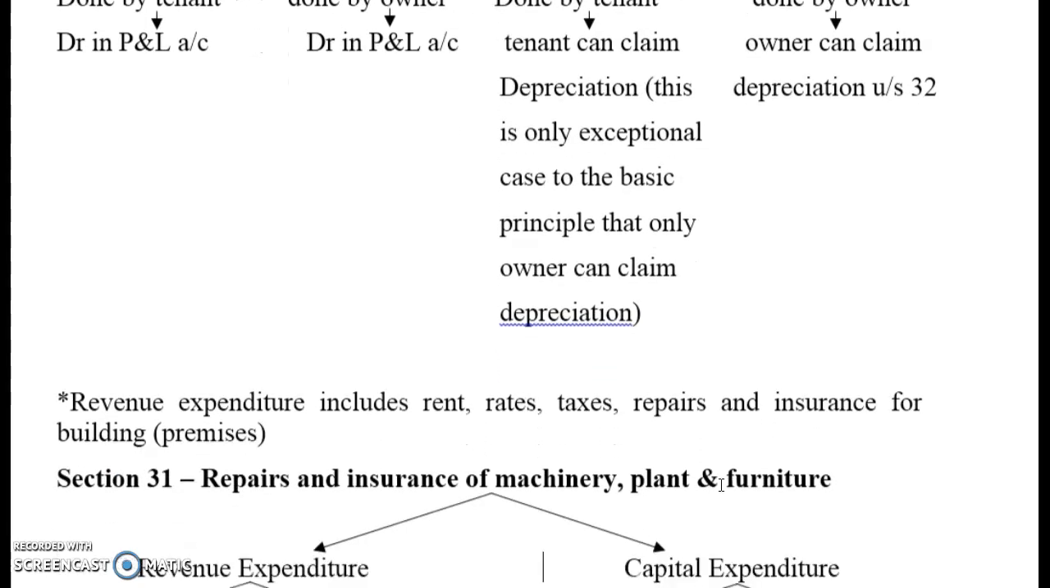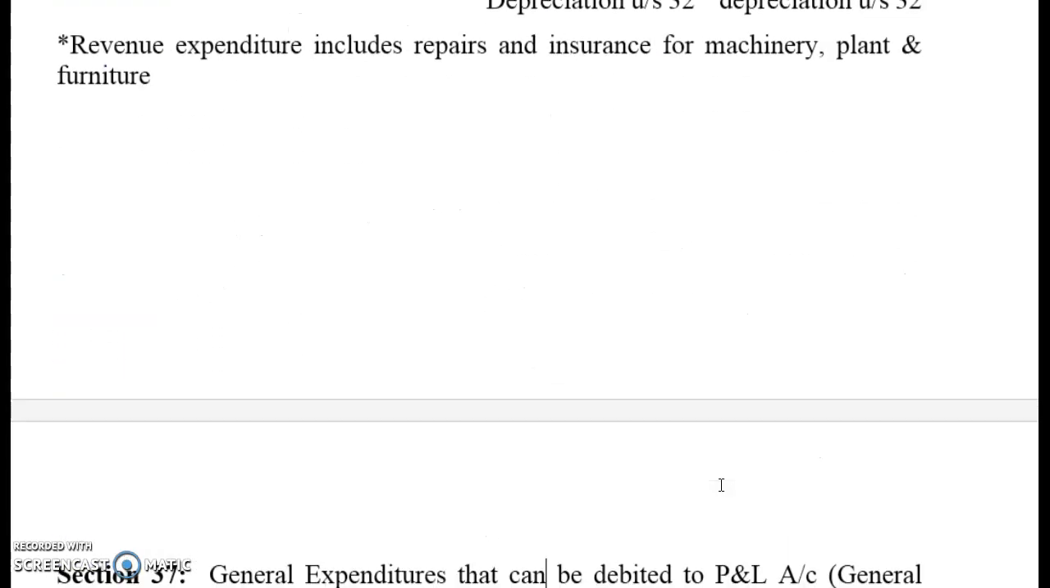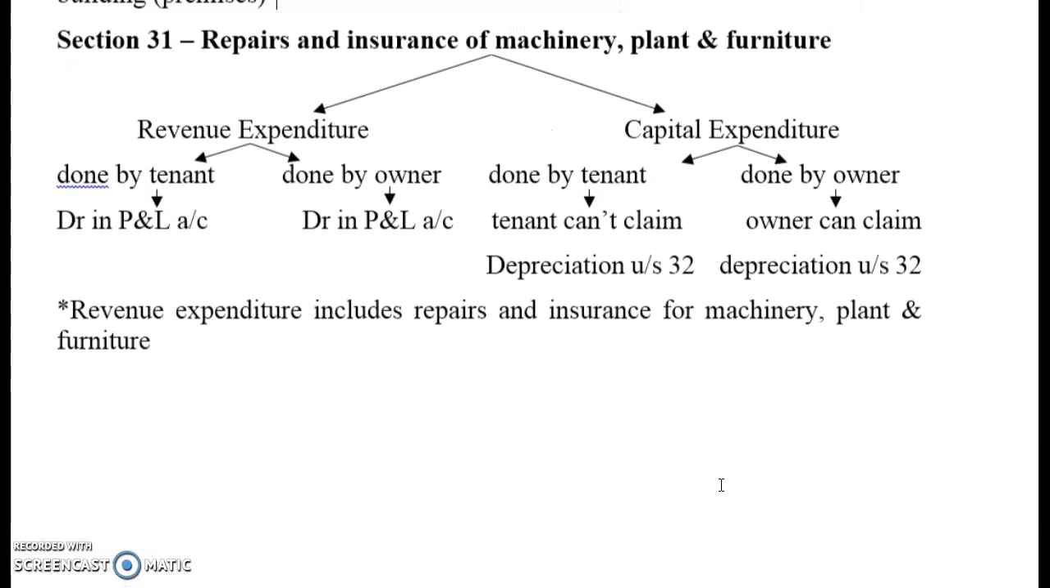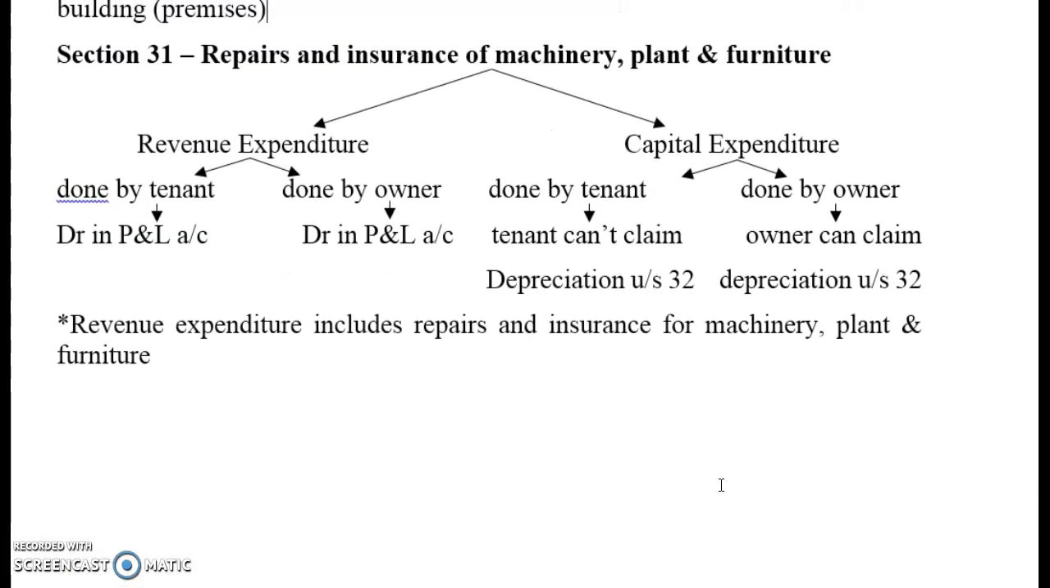Okay, then the next important section is section 31, which is regarding the repairs and insurance of machinery, plant and furniture. These are the assets, and if any kind of repair or insurance is taken for these assets, you again have to check whether it is revenue or capital. If it is revenue, then definitely it will be debited in the P&L account, whether it is incurred by the tenant or by the owner. In short, revenue is always debited.